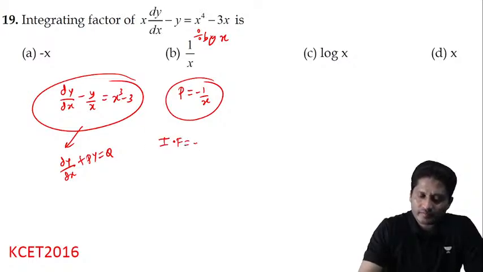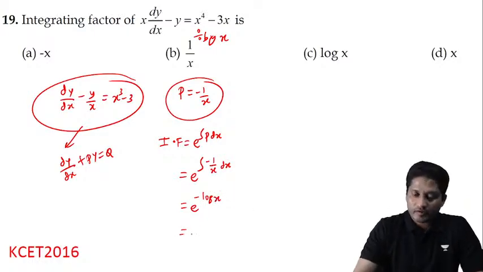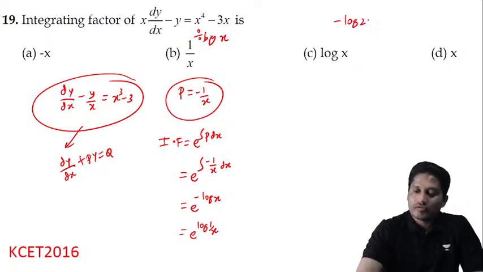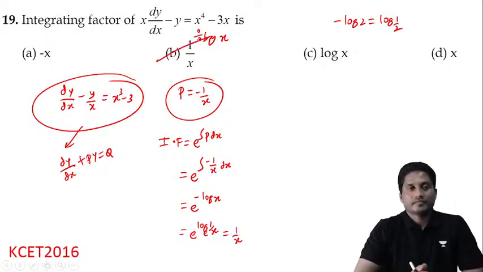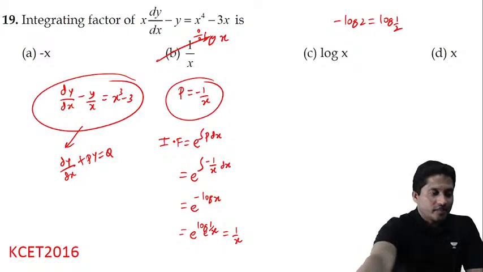Integrating factor is e to the power integration of P dx, which is e to the power integration of minus 1 by x dx, equal to e to the power minus log x. Okay, now e to the power minus log x, minus log x can be written as log 1 by x. E to the power log x is x only, right? E to the power log 1 by x is 1 by x. Answer is option. Alright guys, let's move to the next question.